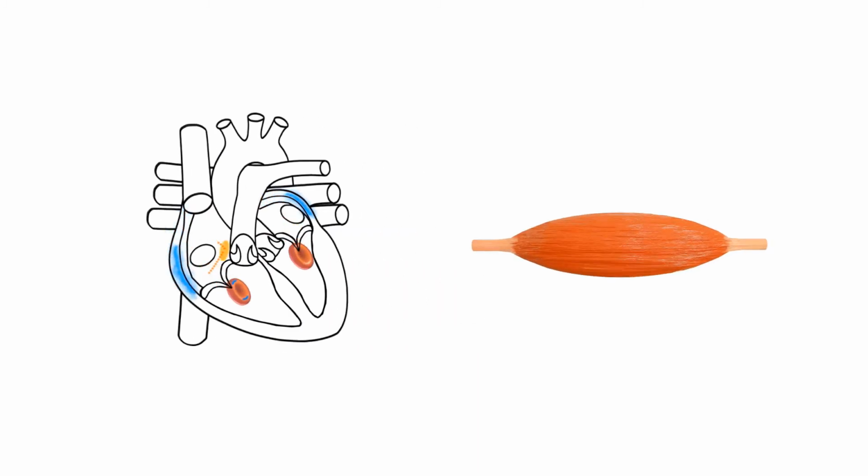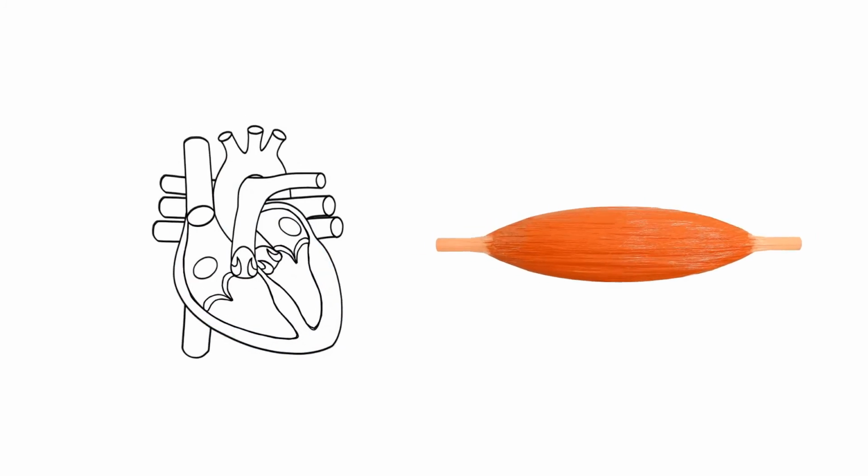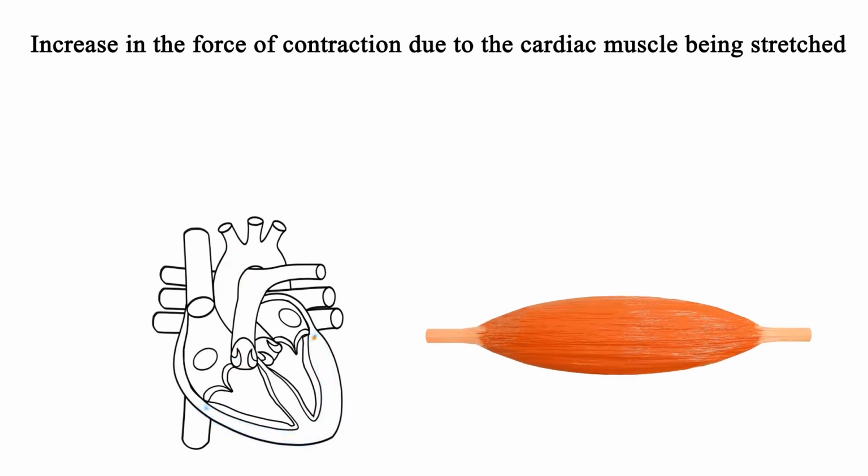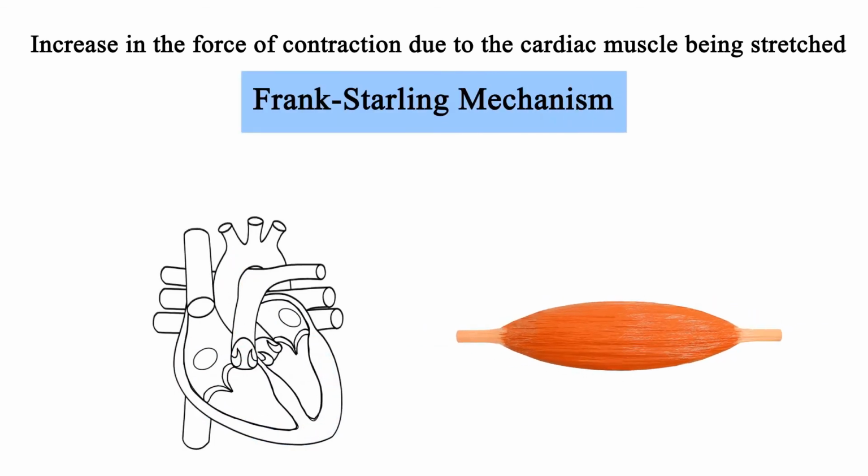This stretching of the ventricles means the cardiac myocytes are also stretched, which means that they contract with an increased force. This increase in the force of contraction due to the cardiac muscle being stretched is known as the Frank-Starling mechanism.